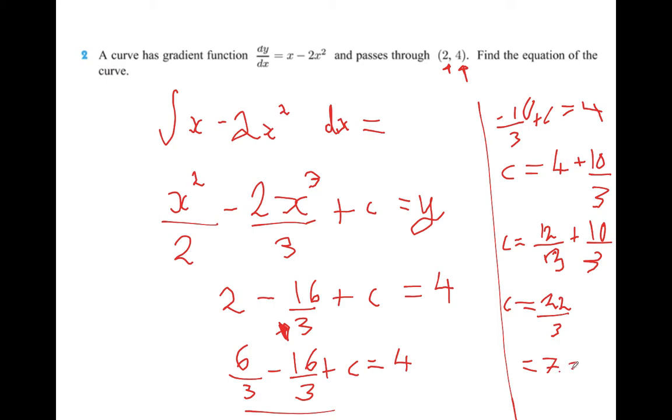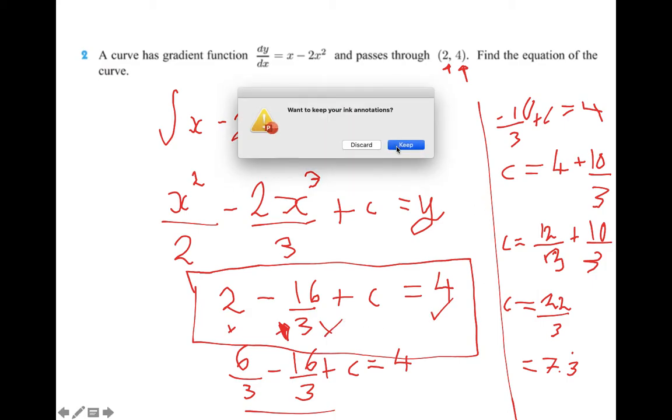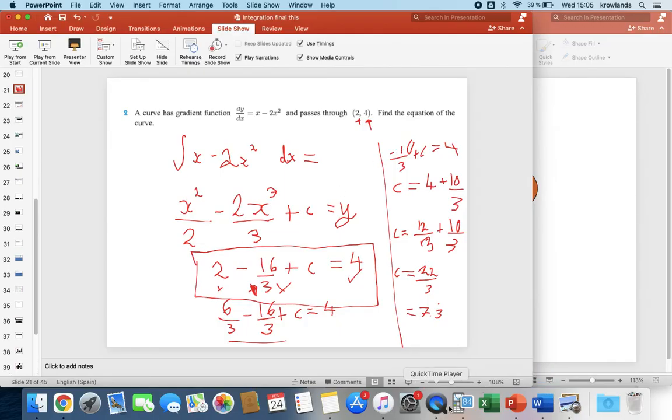This is quite a long process again. So let's talk about a quicker way of doing it from this point here. I want to get C on its own. So to find C on its own, I'm going to take the 4, leave it where it is, and then I'm going to move the 2 and the minus 16 over 3. This is how I would do it if you're quite good at algebra. When you move the 2, it's going to become negative.